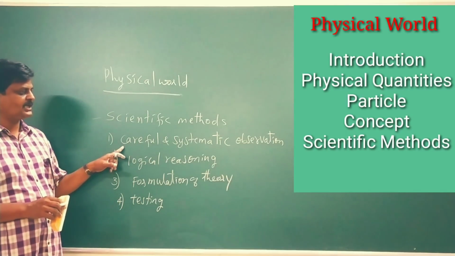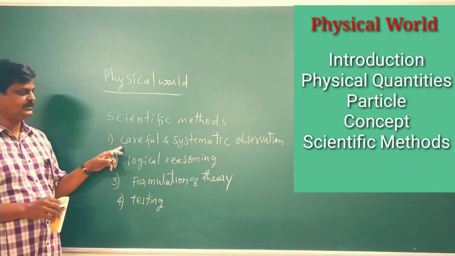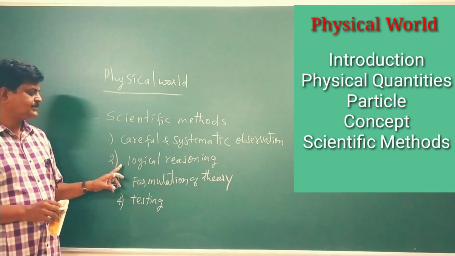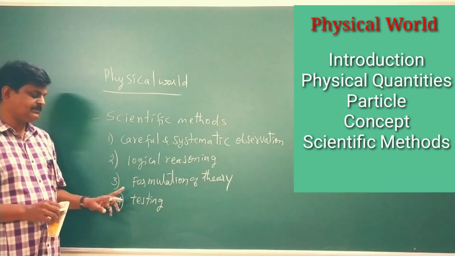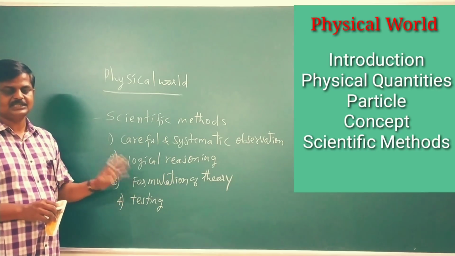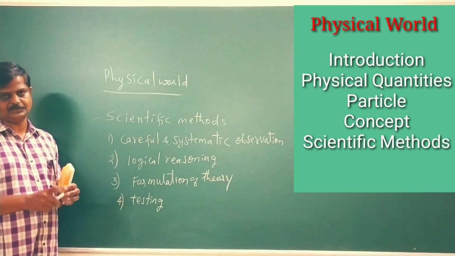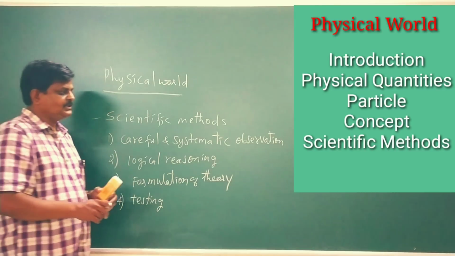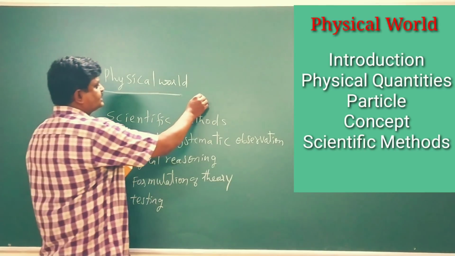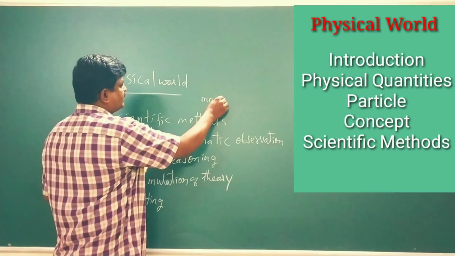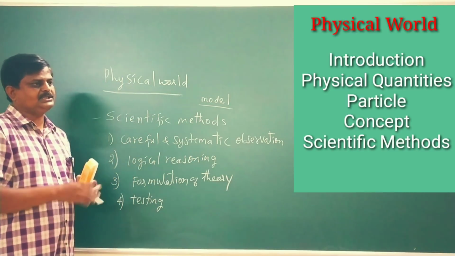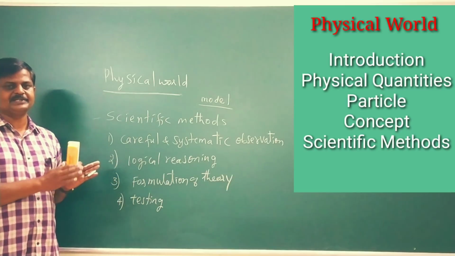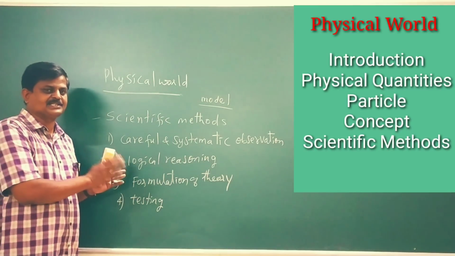One is careful and systematic observation. Second is logical reasoning. Third is the formulation of the theory. Fourth is testing the theory with experimentation and observation. And one more term that you need to know is that for all these, sometimes they go for a model also. What is a model? It is just a physical representation of a system.